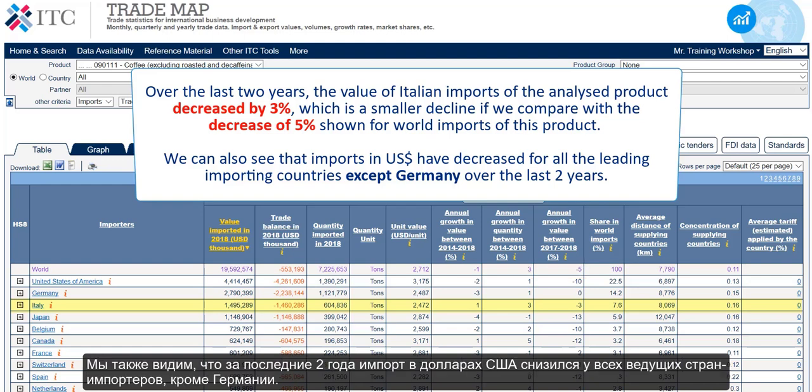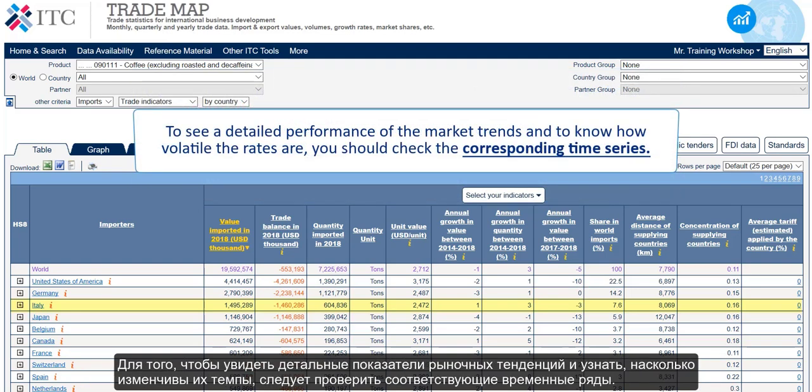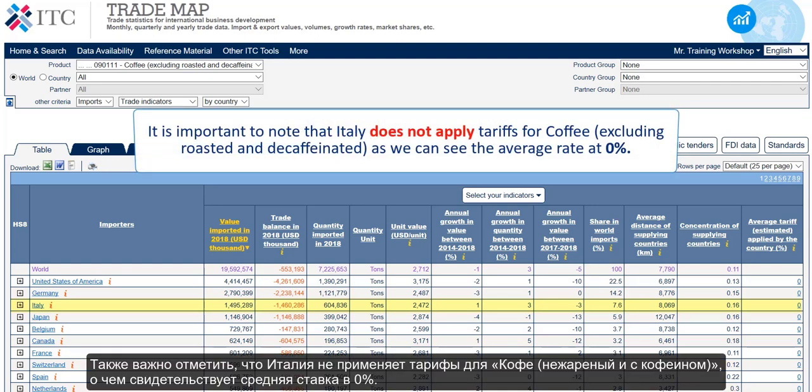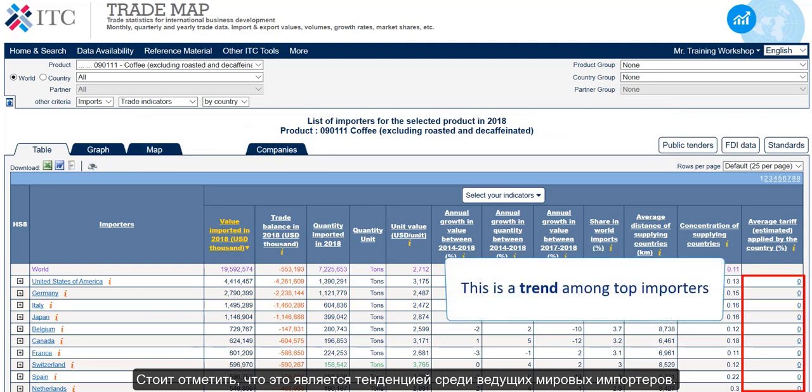We can also see that imports in US dollars have decreased for all the leading importing countries except Germany over the last 2 years. To see a detailed performance of the market trends and to know how volatile the rates are, you should check the corresponding time series. Also, it is important to note that Italy does not apply tariffs for coffee, excluding roasted and decaffeinated, as we can see the average rate at 0%. We can note that this is a trend among the top world importers.